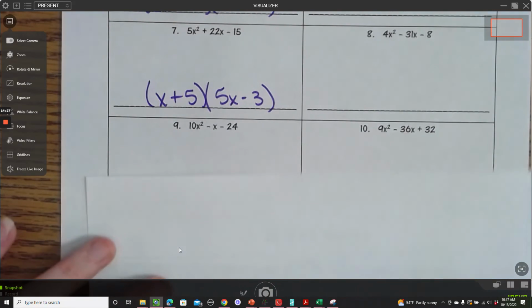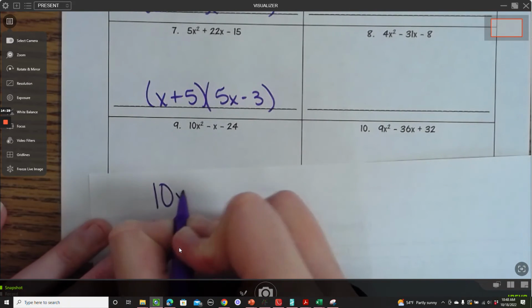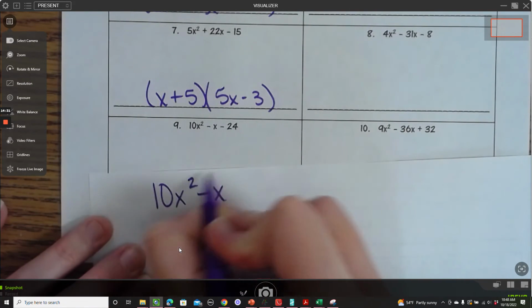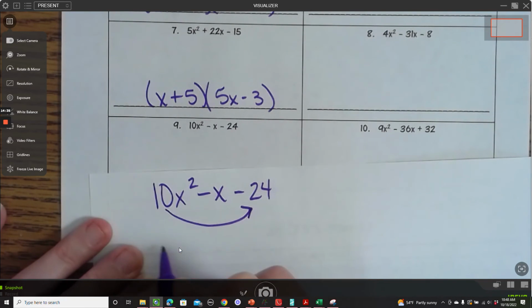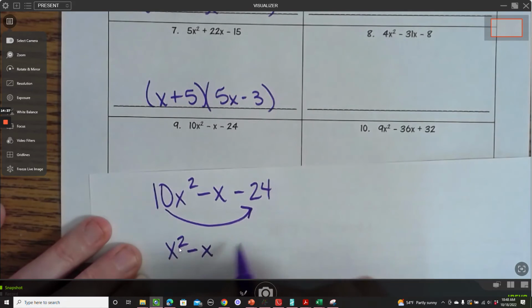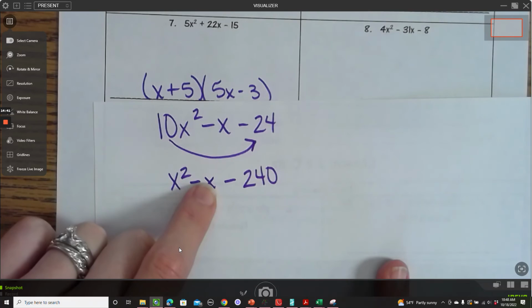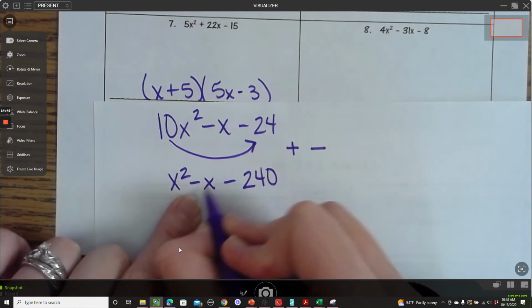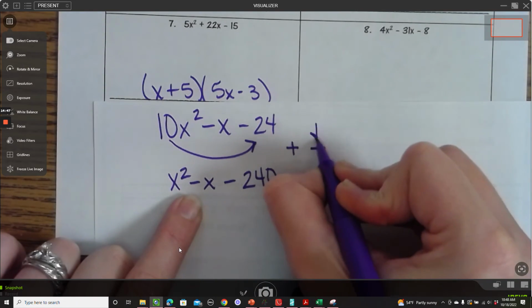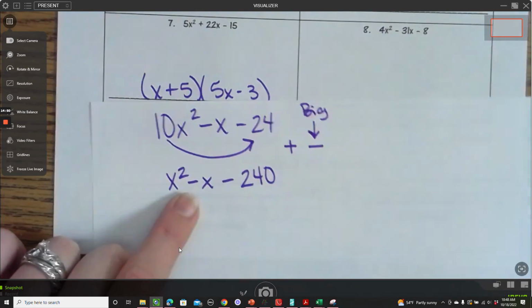10x squared minus x minus 24. Can I factor anything out? No, if you got a 1 in there, there's nothing you can factor out. So slip the 10. 240. All right. Negative and negative means one's a positive, one's a negative. If the middle one's a negative, your bigger factor is going to be the negative factor.